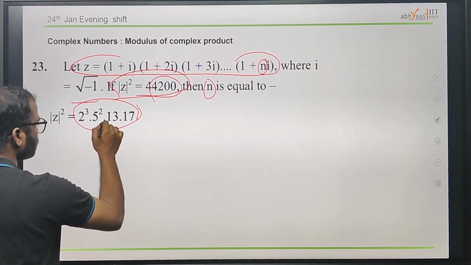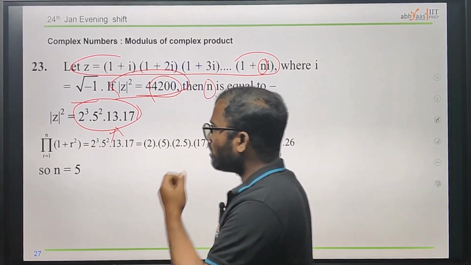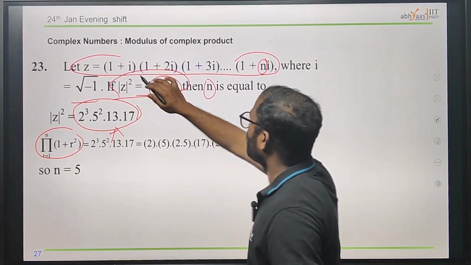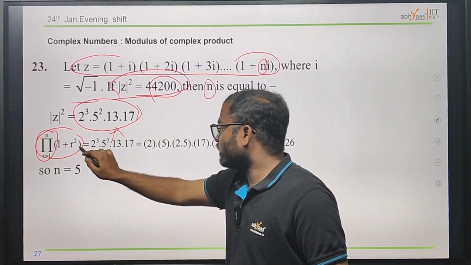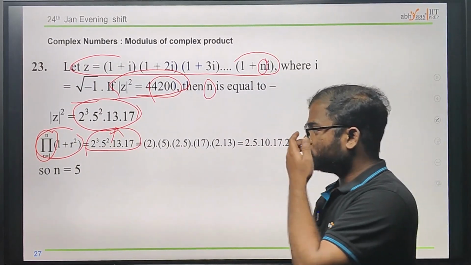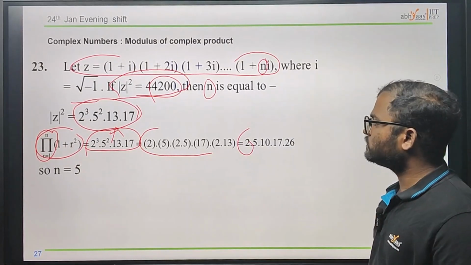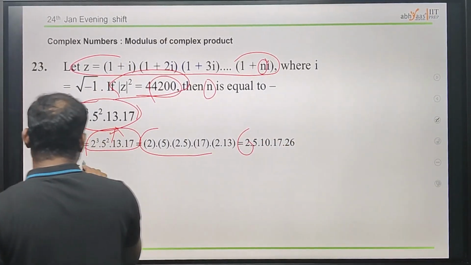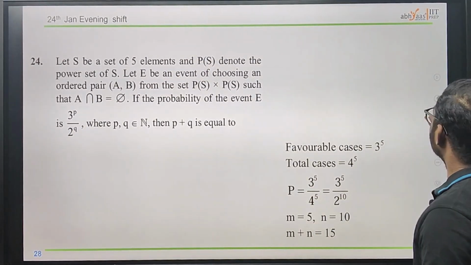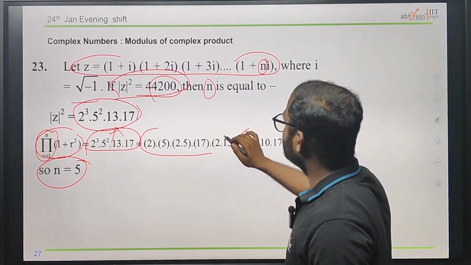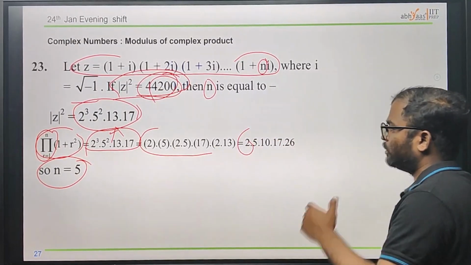Just taking the primes of that one, we will see that the product of all 1 plus r square, which is taking the magnitude of all these things, just taking the product of all these, we can write this one. Therefore we got the situation like 2, 5, 10, 17, 26. So we can say n equal to 5 makes it equal to 44200. You can observe that.